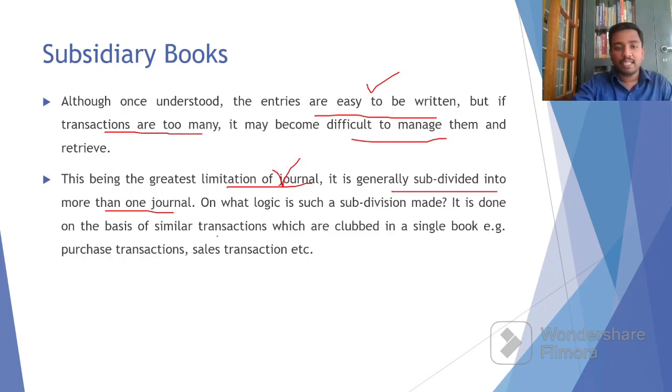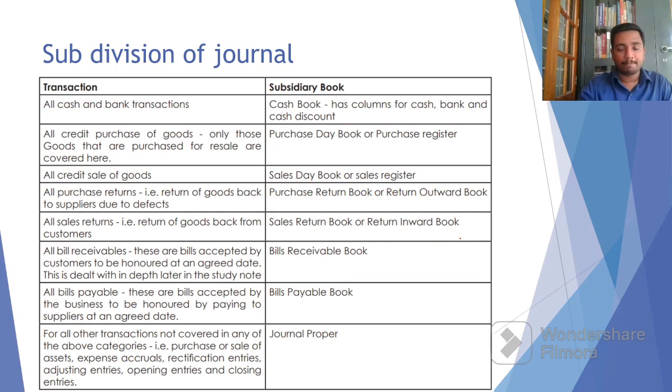Here, similar transactions are clubbed into a single book. Which means at the end of the day, we can identify which are our cash transactions, what is the value of our purchases, what is the value of our sales, and what is the value of our bills receivable. All these things can be easily located with the help of our subsidiary books. In this video, we will have a detailed discussion about all the subsidiary books, and one of the most important subsidiary books in every business is the cash book. So we are going to discuss the cash book in detail.